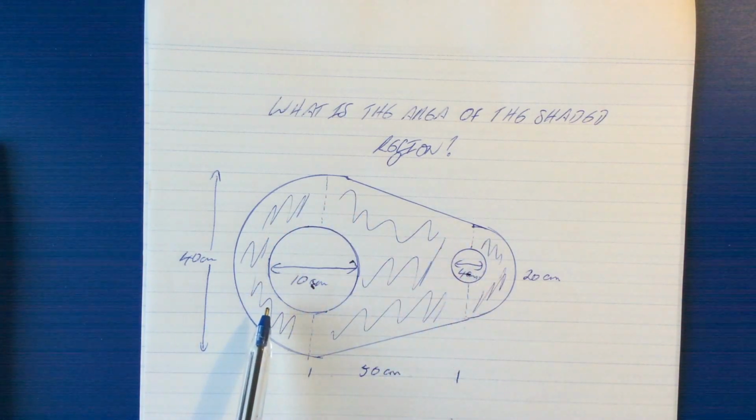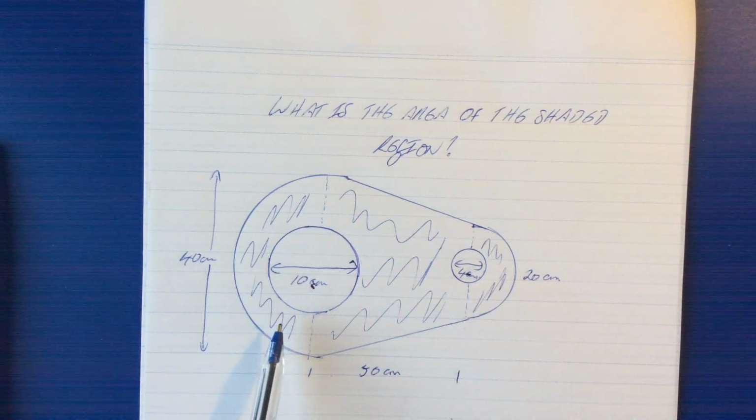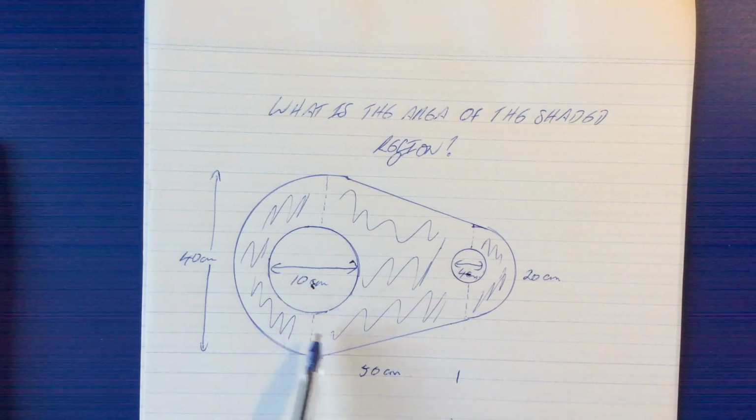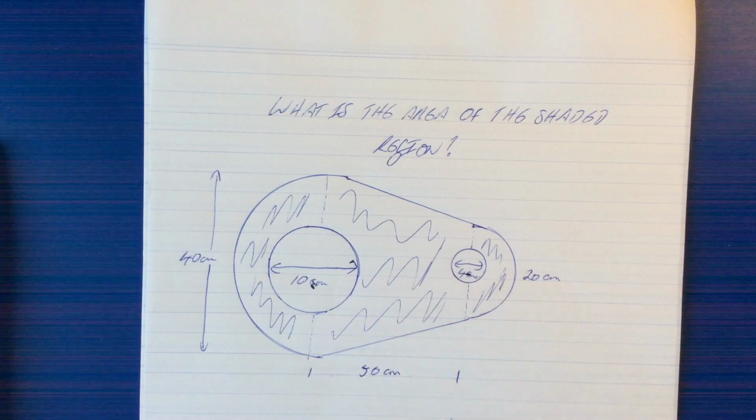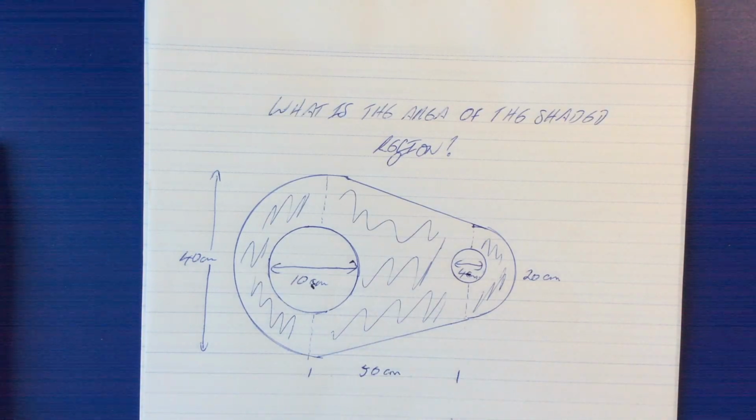Today we're trying to find the shaded region of this odd looking shape. There's a better image of this at the start of this video, so if you find this confusing, pop back there and freeze the picture and you can see everything set out really clearly.